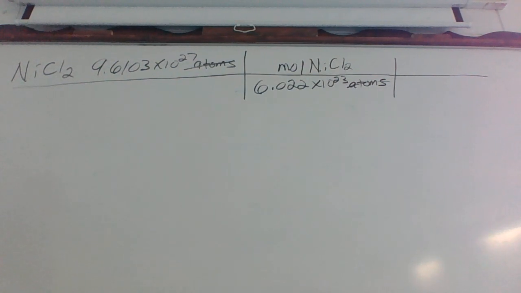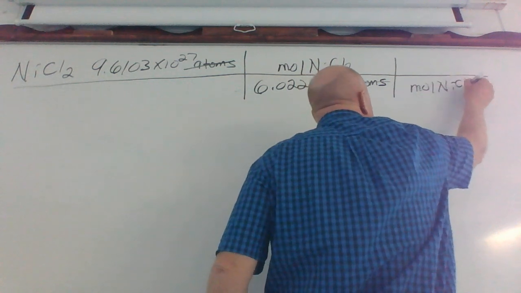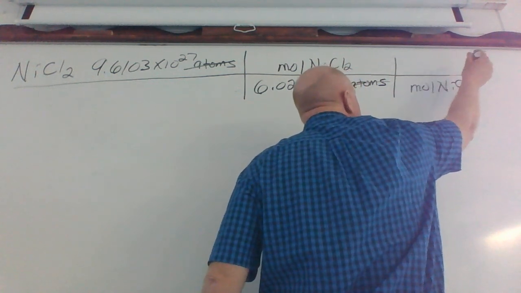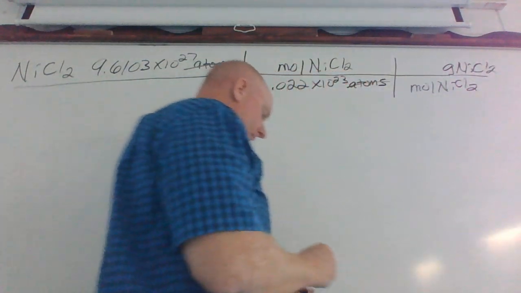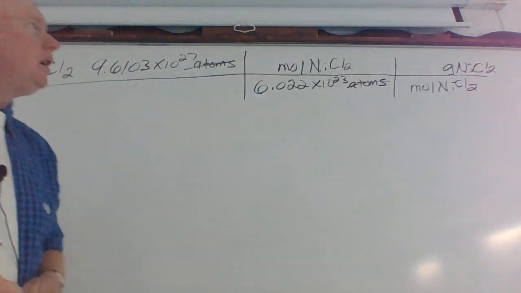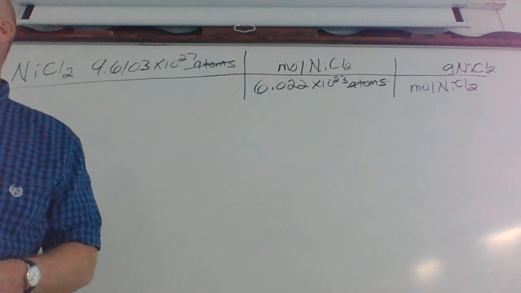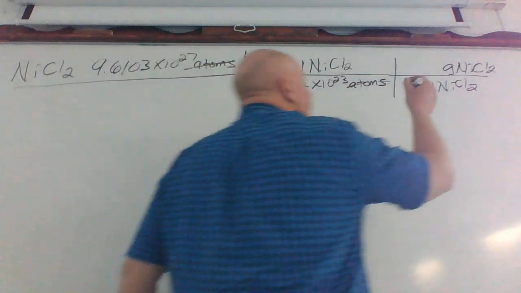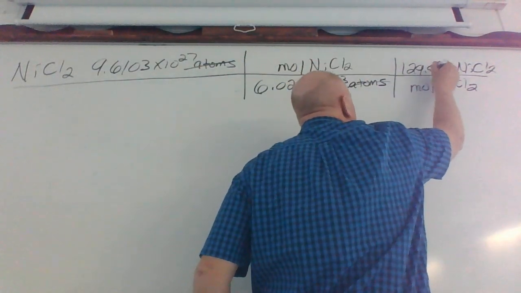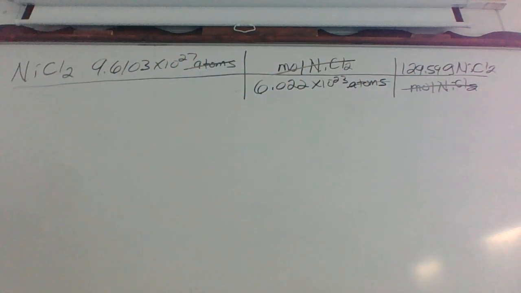How does that cancel? Put it on the bottom. For every mole of nickel chloride, you get what? What would go on top? Grams, and that's what we're looking for. Okay? So 50, is it 130, 140, something like that? $129.59. Okay, these are gone. You're in grams of nickel chloride. That's what we're looking for.